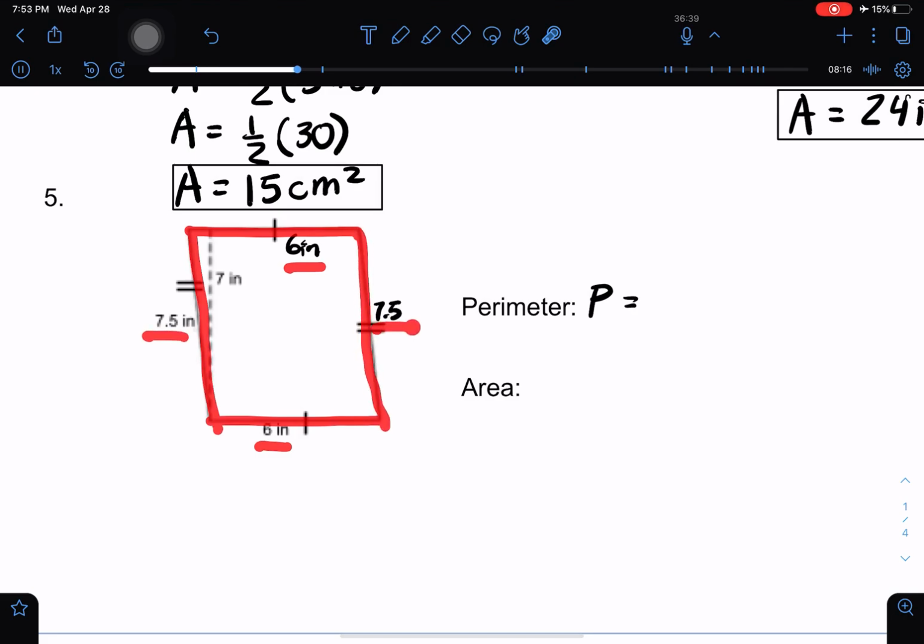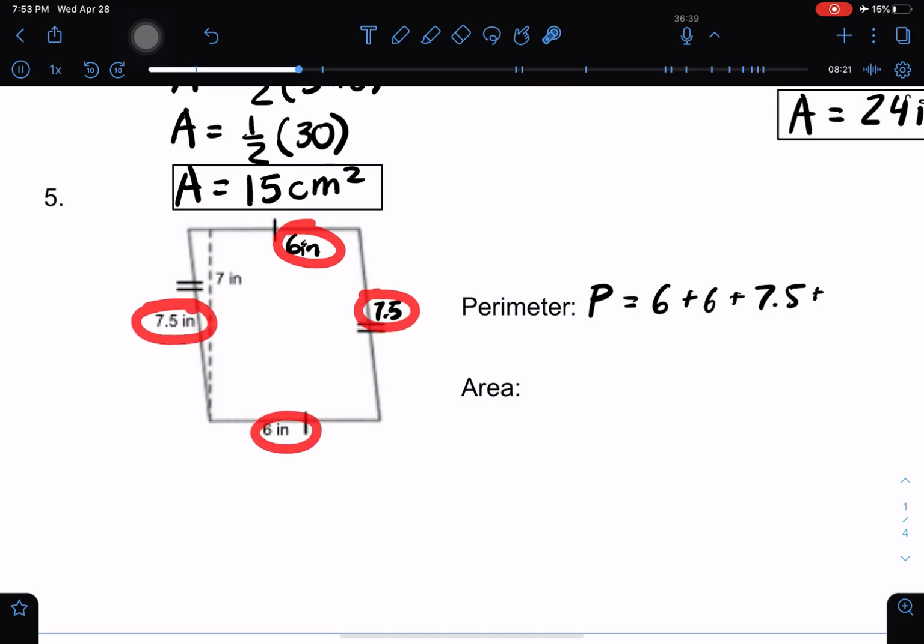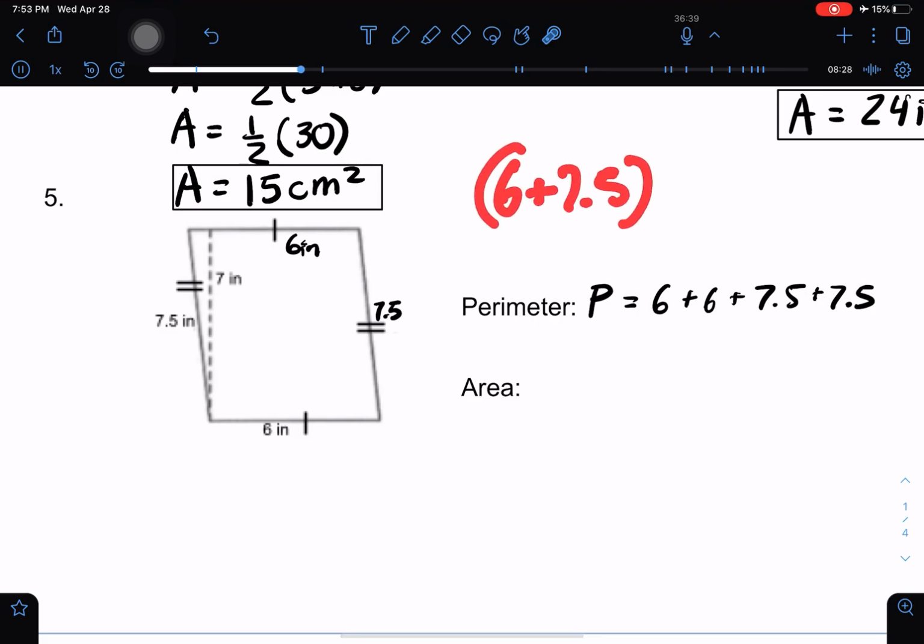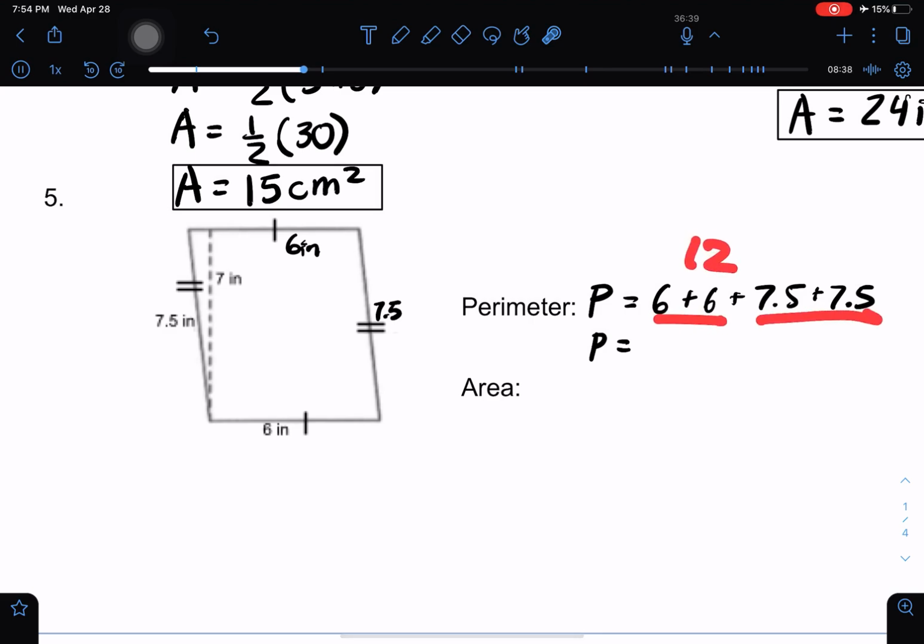I can say perimeter equals 6 plus 6 plus 7.5 plus 7.5. Again, there are other ways of doing this. You can do 6 plus 7.5 times 2. And as long as you are adding up a total of those 4 side lengths, your answer should be correct. I know 6 plus 6 is 12, 7.5 plus 7.5 is 15, and 15 plus 12 is 27. And this is in inches. So that is my final answer for that there.